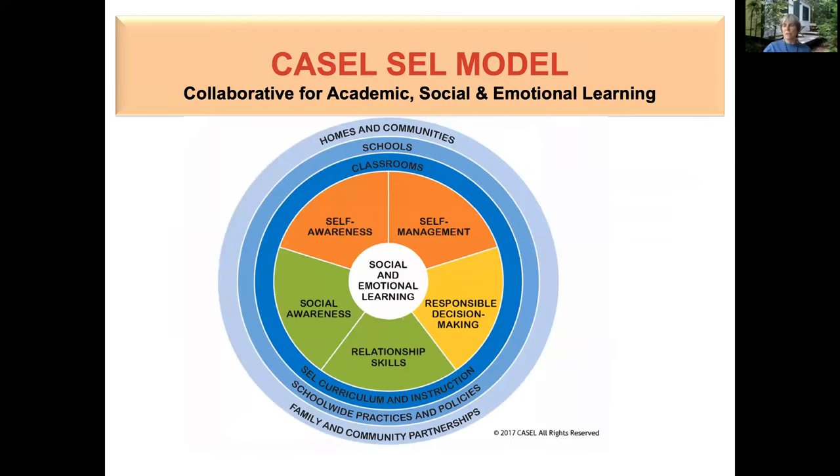Which brings us to the social emotional learning model developed by CASEL, the Collaborative for Academic, Social, and Emotional Learning. This model identifies 5 categories of social emotional learning skills to be developed through classrooms, schools, homes, and communities. The 5 categories are self-awareness, self-management, social awareness, relationship skills, and responsible decision-making.